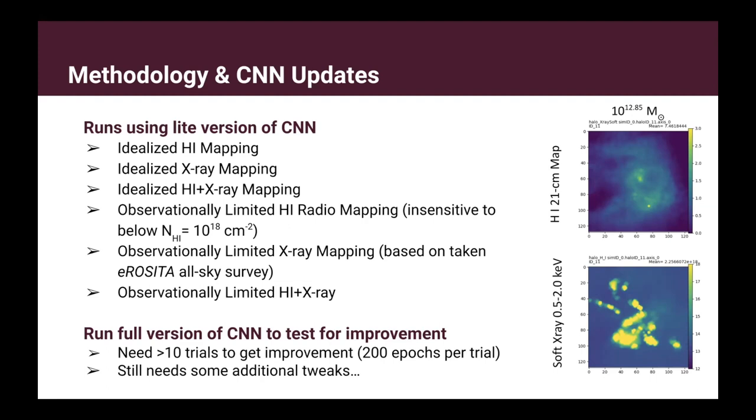And just some technical things for the full version of this neural network. You need more than 10 trials to get improvement, with around 200 epochs per trial. This number is not random. It's the number of trials that will get you past the random trial phase. After 10, you'll really start to get a lot of learning that the network does. We obviously still need to do some additional tweaks to the network, but we're very close to getting it fully up and running.